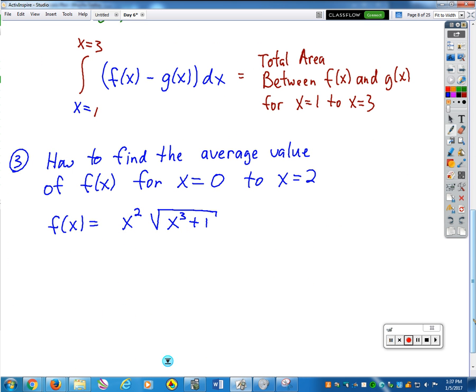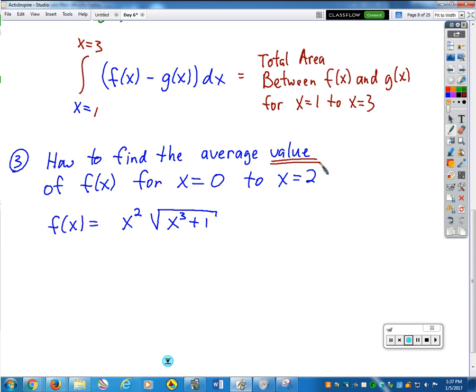Average value from 0 to 2 of this function. This word here is a key word. We talked about it in Unit 3, value. Someone remind the class, when they say the value of a function, are they referring to the x-coordinate, the y-coordinate, or both? Hands.